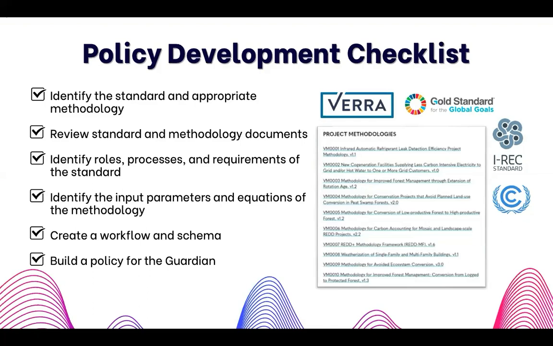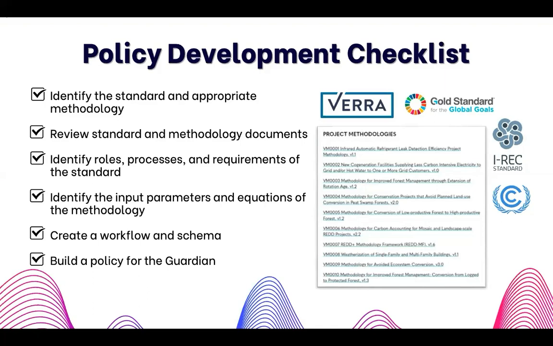So we want the user to know everything that's expected of them, what are the steps that they have to follow, what information are we capturing, in order to mint the correct amount of credits. Step 3 is to identify roles, processes, and requirements. By identifying the various roles involved, you'll be able to define the responsibilities in the Guardian. Then determine the necessary processes and requirements outlined by the standard.